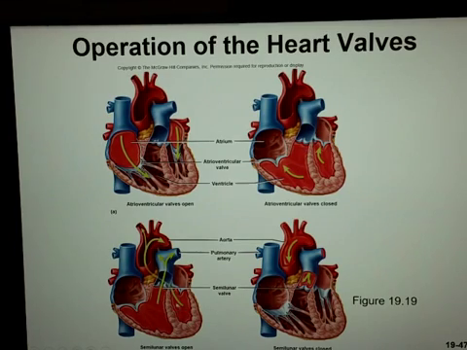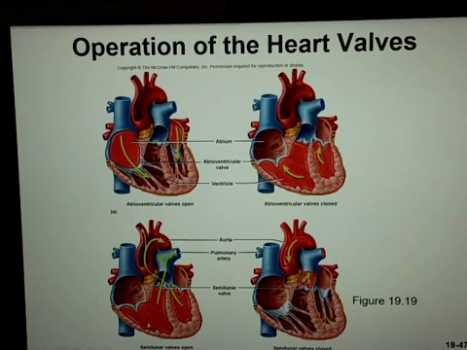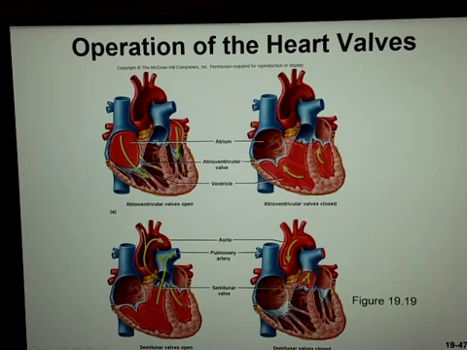So move down here to this picture. The pressure is now high in our ventricles, and in the right ventricle, the AV valve has closed and the pulmonary semilunar valve has opened. Over here on the left ventricle, the aortic semilunar valve is going to open.